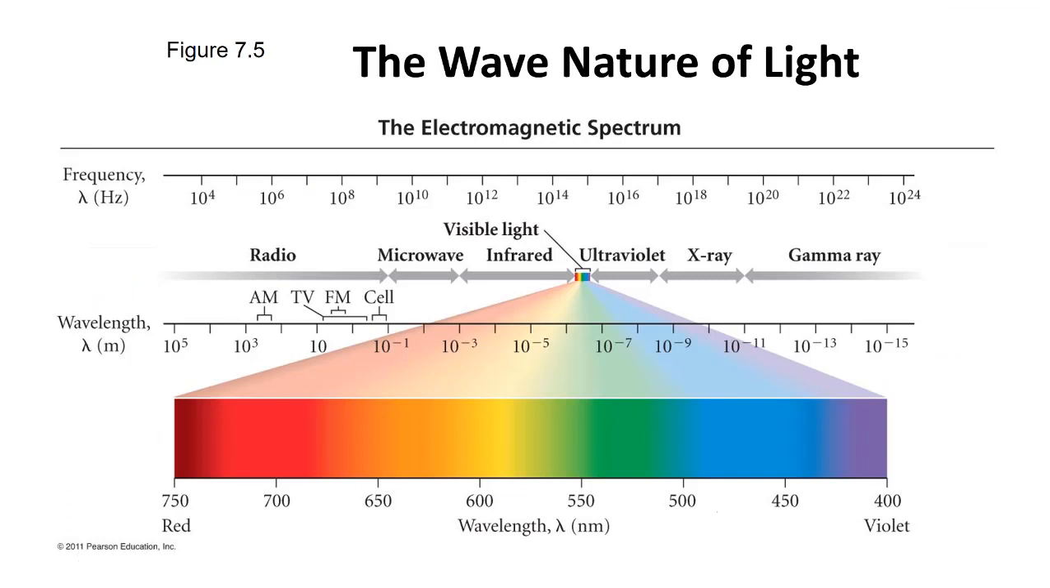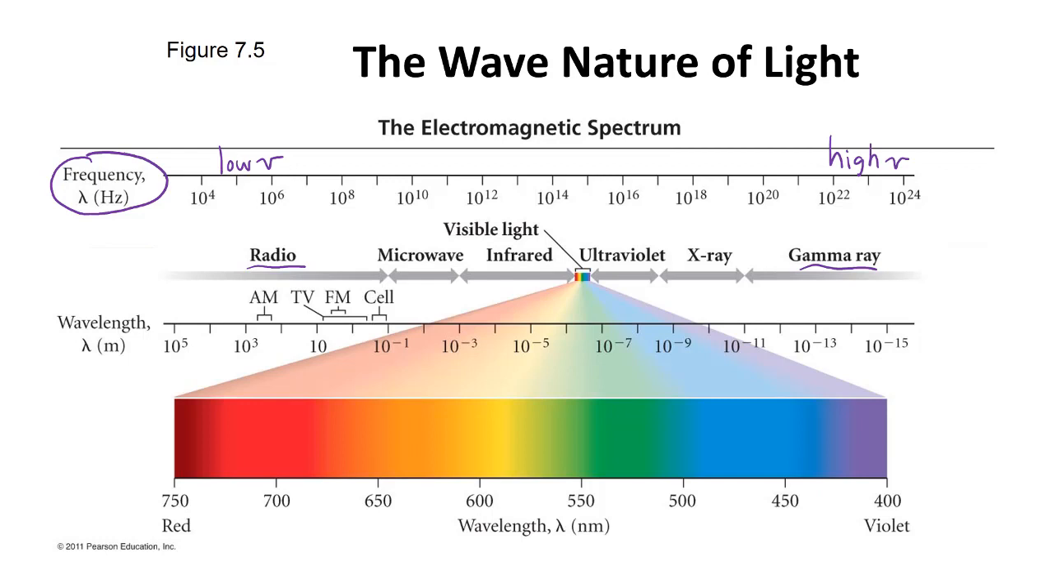This is another figure from your book. This shows the entire electromagnetic spectrum. There's a lot on this chart, so let's break it down into little pieces and see what we can see. At the top of the chart are frequency values. In terms of the electromagnetic spectrum, there are gamma rays on one side and radio waves on the other side. The gamma rays have really high frequencies, and the radio waves have low frequency.